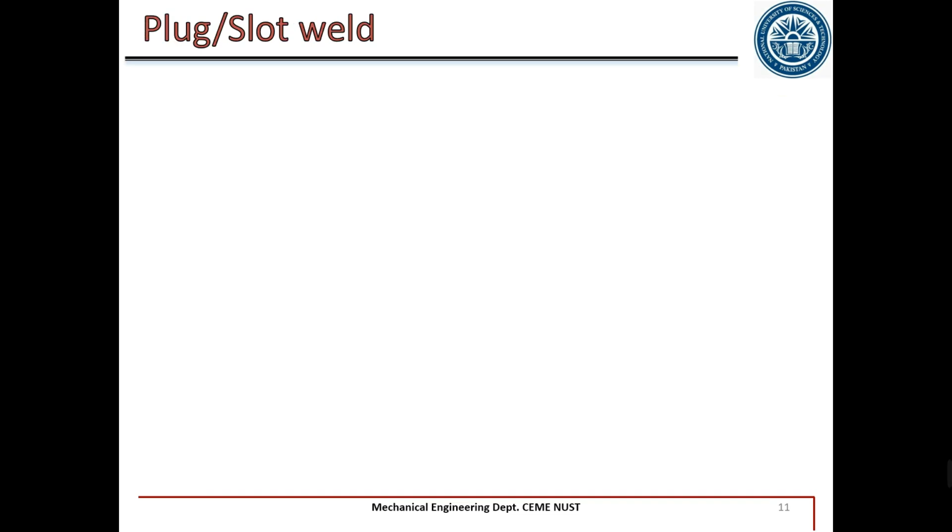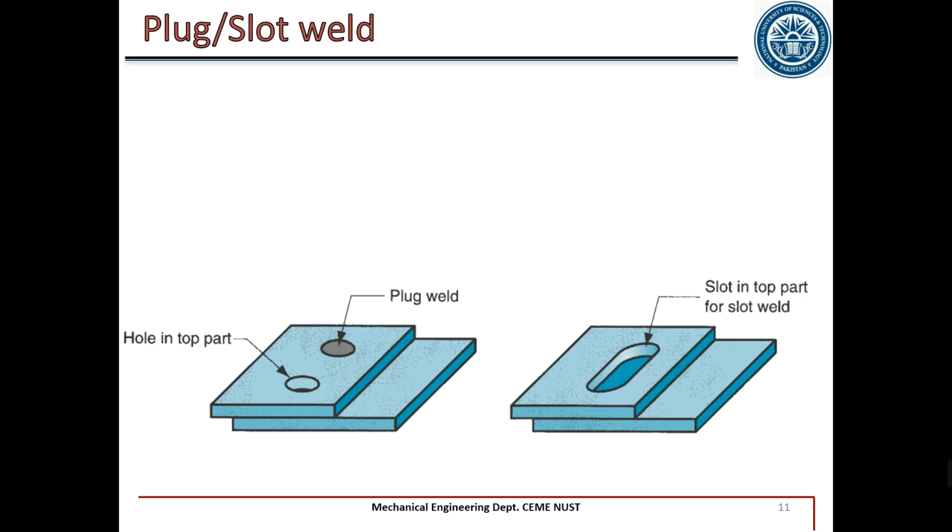Plug or slot weld. If the plates are very long, then it is not feasible to weld it from here or the other two sides, because the plates are very long, so there will be a deflection of plates in between. There will also always be a gap. So to overcome this problem, we make holes on the upper plate, or we make a slot on the upper plate, then we make a weld, and the whole groove or hole is filled with the filler metal, and the final weld is made. So this is usually for long flat plates.